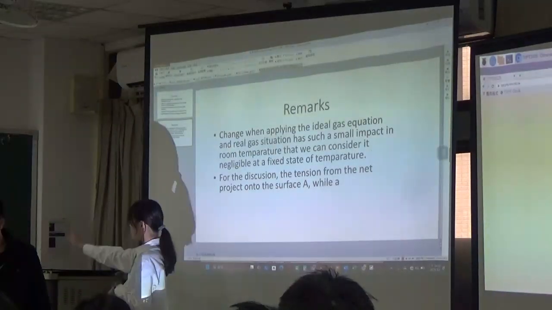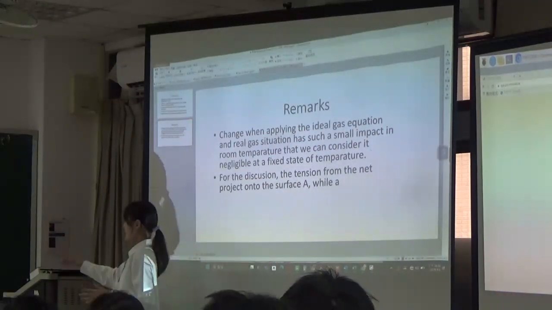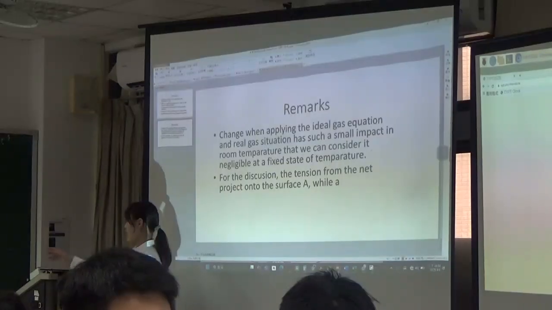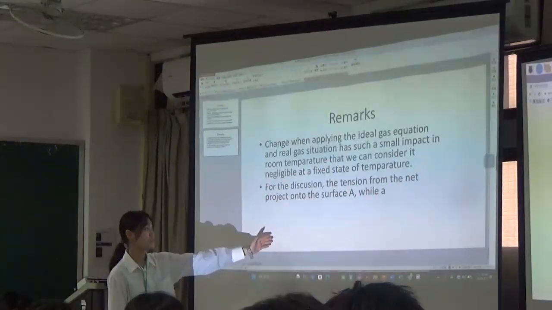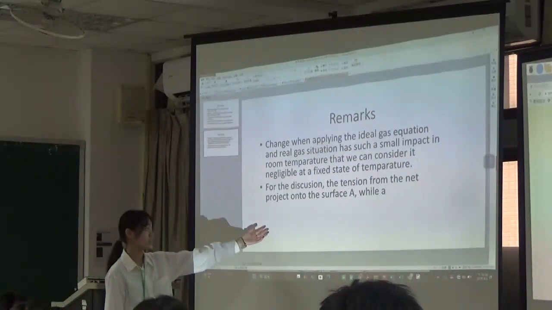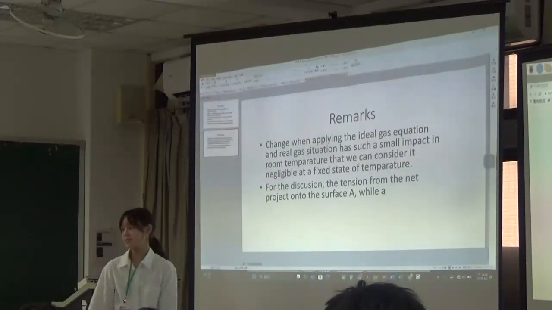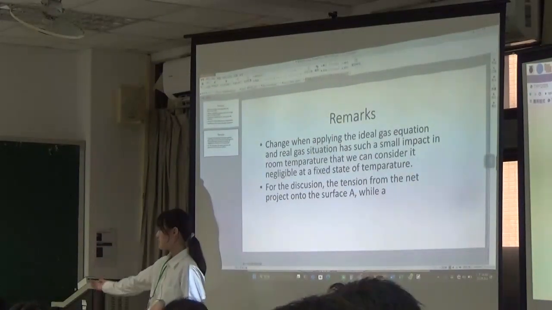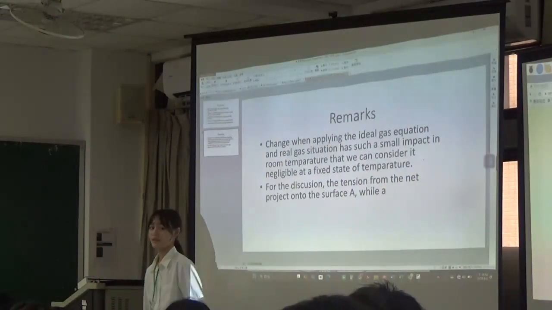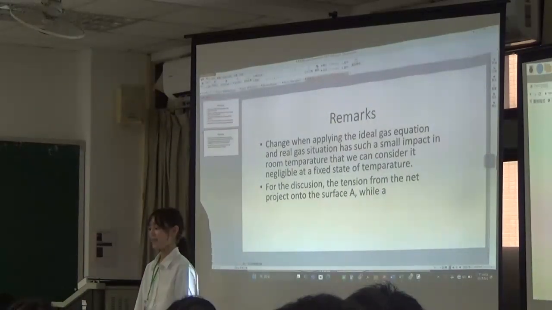So from the formula, as the F increases, the A will increase too. Then for the discussion, the tension from the net projects onto the surface A, which causes the pressure. So that's the end.